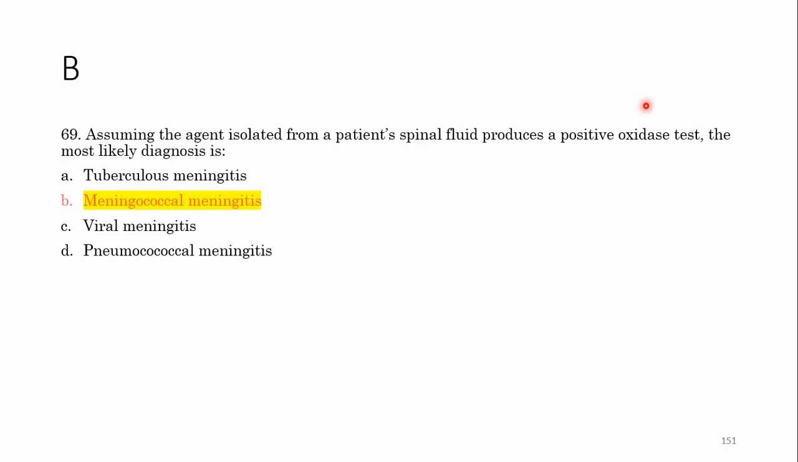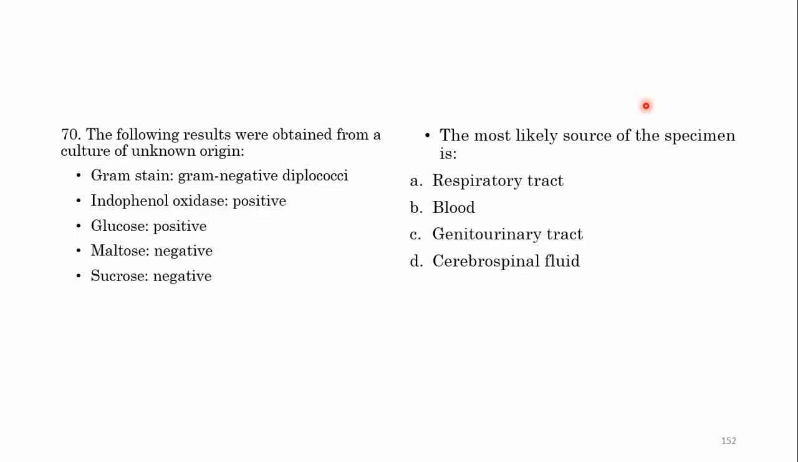And for our last number, number 70. So this is already our last practice question. The following results were obtained from a culture of an unknown origin. Gram stain, gram-negative diplococci, oxidase positive, glucose positive, maltose negative, sucrose negative. The most likely source of the specimen is A, respiratory tract, B, blood, C, genitourinary tract, D, CSF.